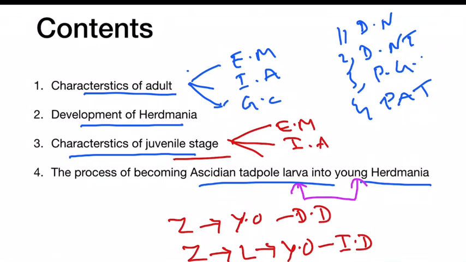So this kind of phenomenon is known as retrogressive metamorphosis. In retrogressive metamorphosis, an organism with highly developed or highly advanced characters becomes an organism with primitive characters. That is seen in this Herdmania life history. So these points we are going to discuss in this video lesson.